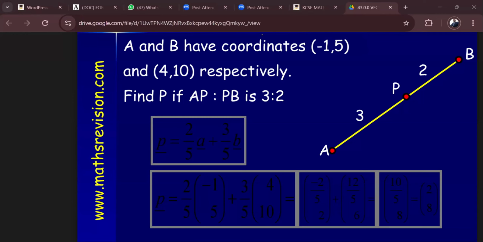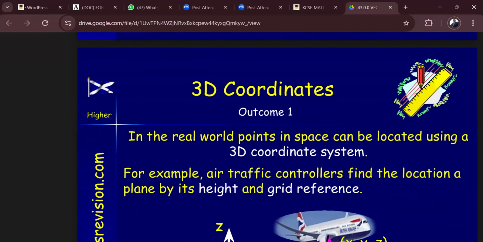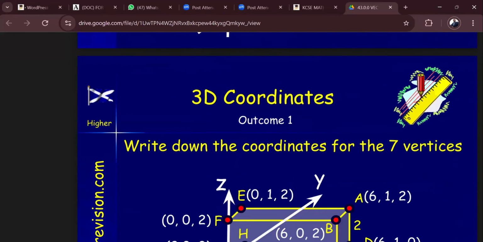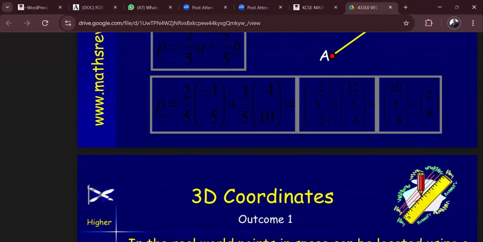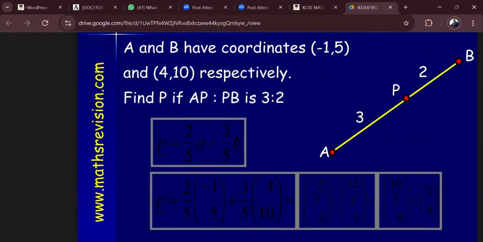Have you finished writing that? So vectors in 3 coordinates will be done in vectors 2. We have finished vectors 1.